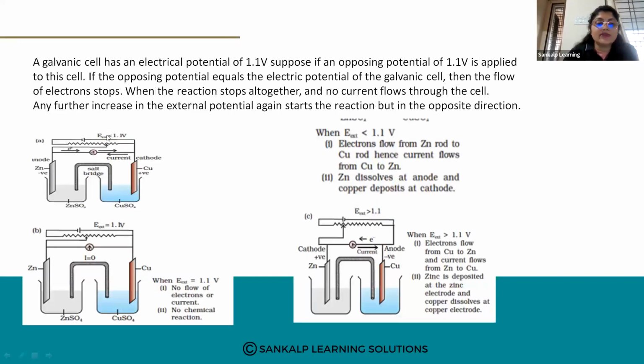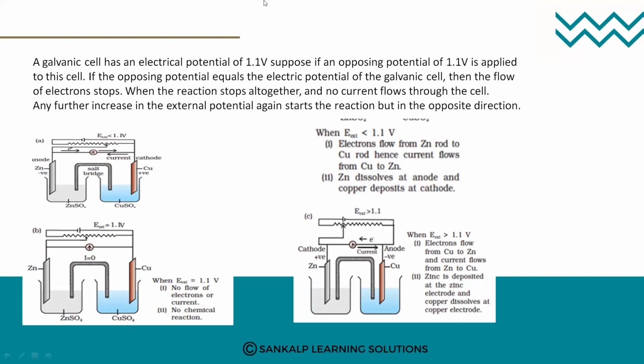Next we are going to see the galvanic cell. The galvanic cell has an electrical potential of 1.1 volts. Suppose an opposing potential of 1.1 volts is applied to this cell. If the opposing potential equals the electrical potential of the galvanic cell, then the flow of electrons will stop. In the galvanic cell, chemical energy is converted into electrical energy, right? When the galvanic cell is working, the electrical potential it produces will be 1.1.